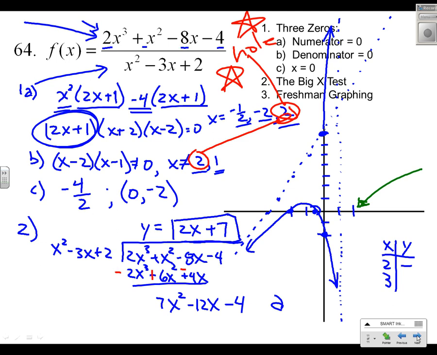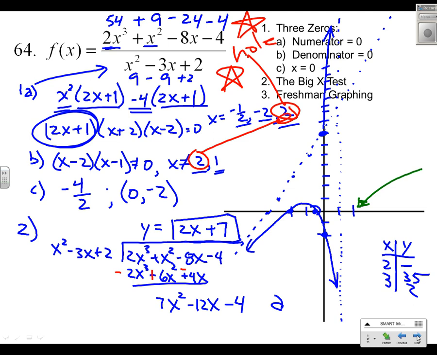So when I test 3, I'm going to give myself some room up here. I'm not going to forget that hole, but I'm still going to leave it up there. When I test 3, I get 3 to the third, 27 times 2, 54, plus 3 squared, 9, minus 3 times 8, 24, minus 4. Let's see, that's 30 plus 9, 39, 35, on 3 in the denominator, 9 minus 9 plus 2, on 2, 17 and a half. Where was I? 17 and a half. When I'm at 3, I'm up at 17 and a half, somewhere up in here.